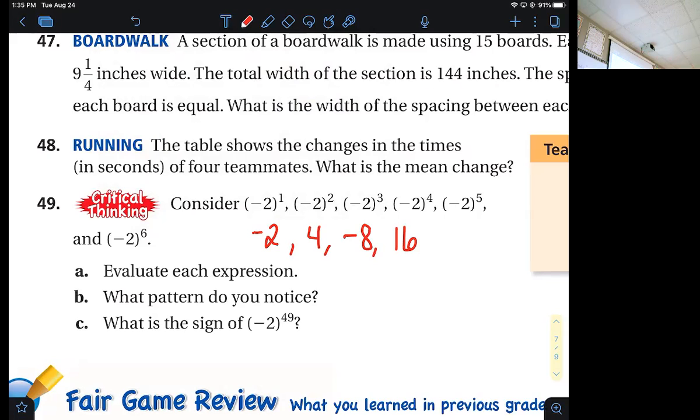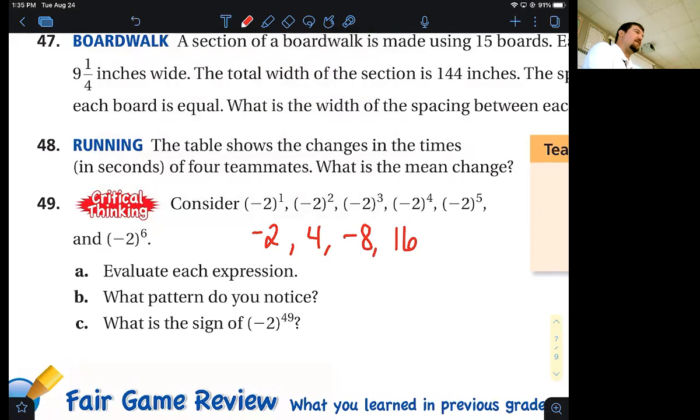Every time we raise it to an even power, the negatives pair up because there's an even number of them and you get a positive answer. So that's the pattern you notice. I would write odd, even, or something like that for 49B. What about 49C? What's the sign? Not even what's the answer. Be really big or really small. It's negative, if it's negative.